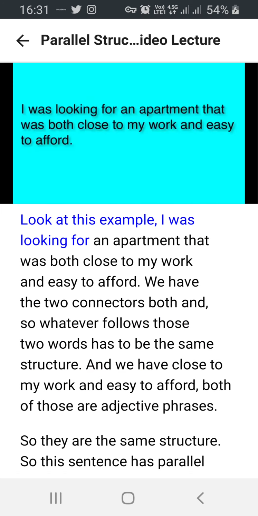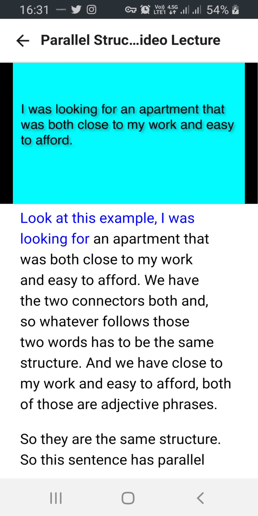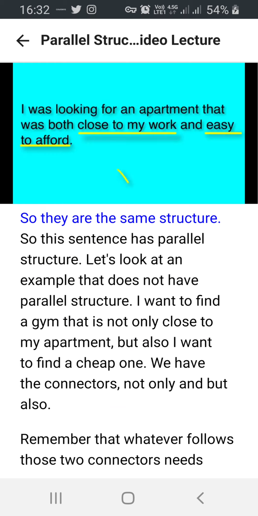Look at this example. I was looking for an apartment that was both close to my work and easy to afford. We have the 2 connectors, both and. So whatever follows those 2 words has to be the same structure. And we have close to my work and easy to afford. Both of those are adjective phrases, so they are the same structure. So this sentence has parallel structure.